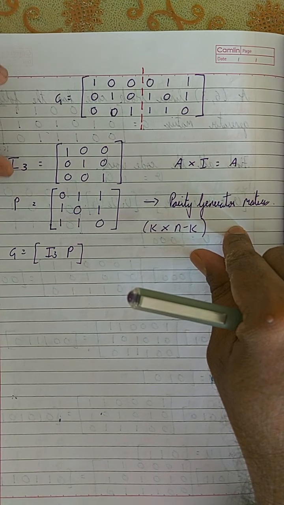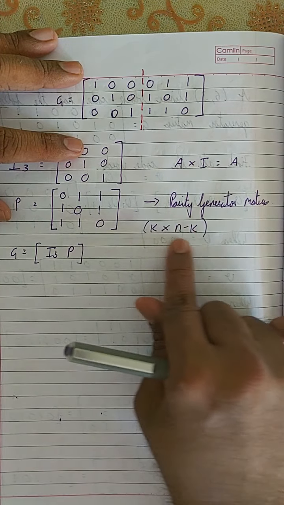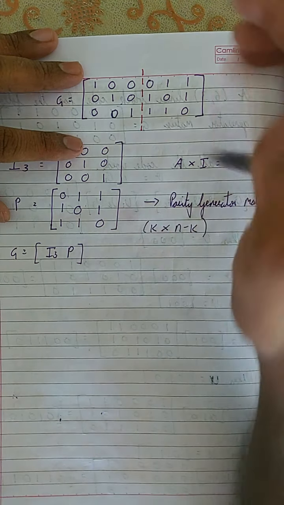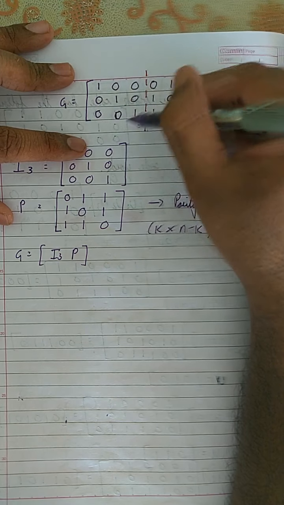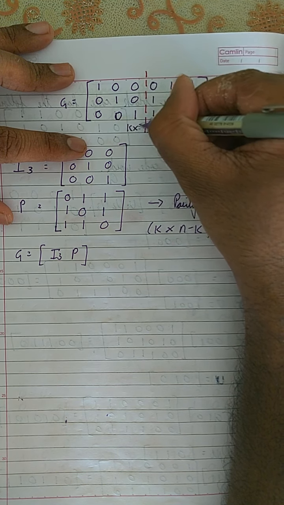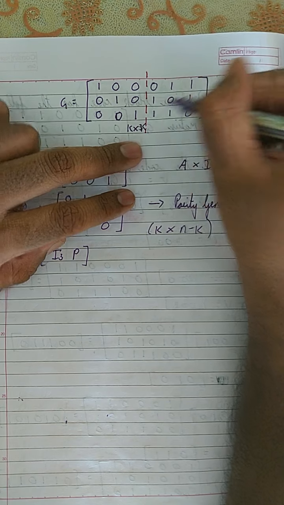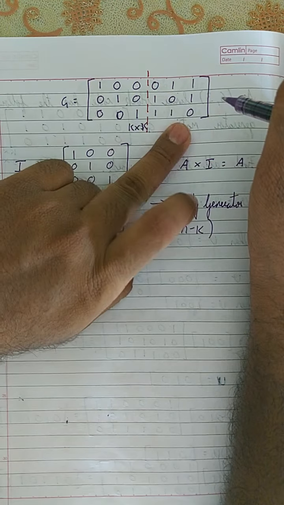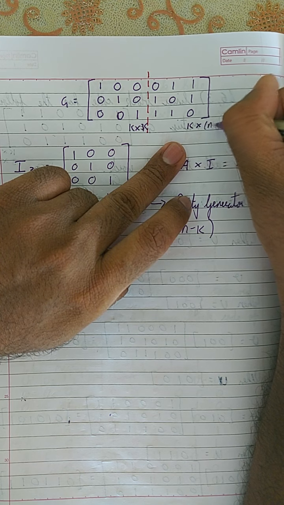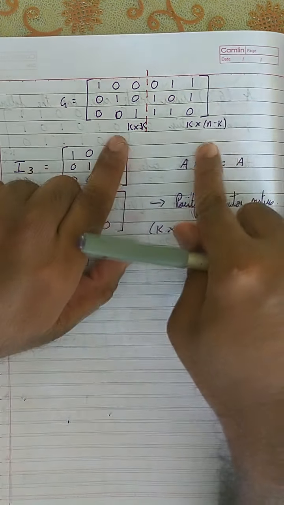And if you look, how did I get k by n minus k? How did I get this value? Look over here. What is the identity matrix of this? The identity matrix of this is k by k, right? 3 by 3, k by k. And what is the parity generator matrix over here? It is k by n minus k. Now combine both of them.